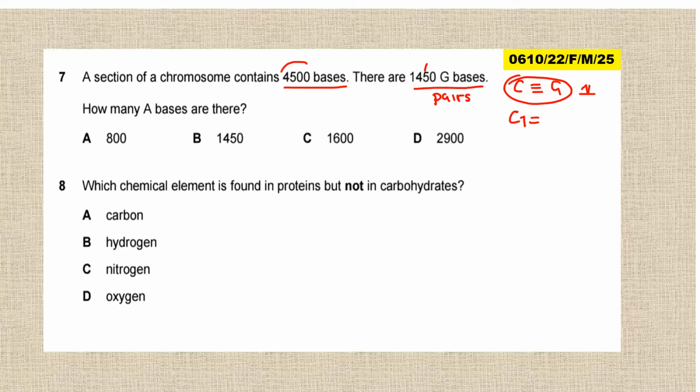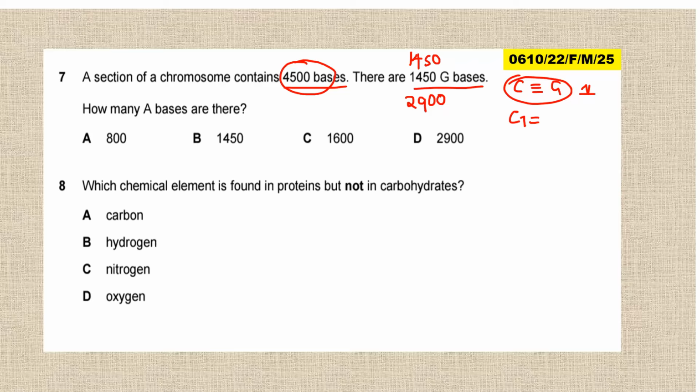Now, out of the total 4,500, G are these. It means that you also have the same number of C, 1,400. So the total number of these C and G giving us 2,800. So it gives us 2,800 for these two.